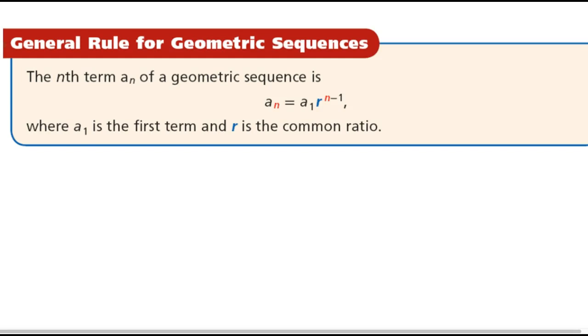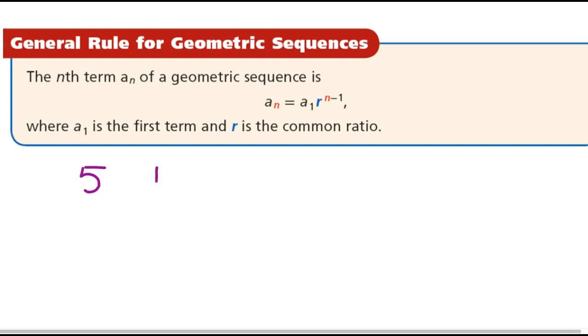Here is the general rule for a geometric sequence. Because you're multiplying by a common ratio each time, we are going to utilize exponents to shorten this up and write a rule, or formula, for the nth term of a geometric sequence. Let's look at an example. Let's say we start at 5 and we times by 3.